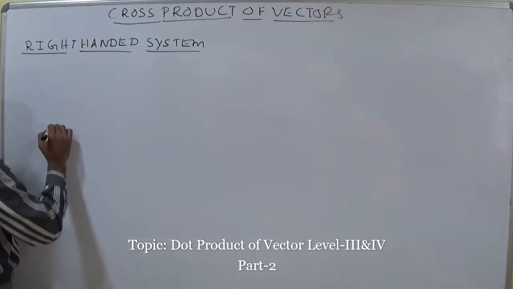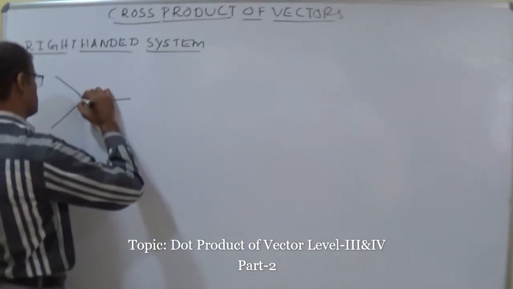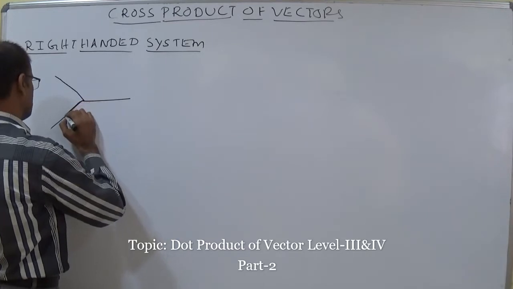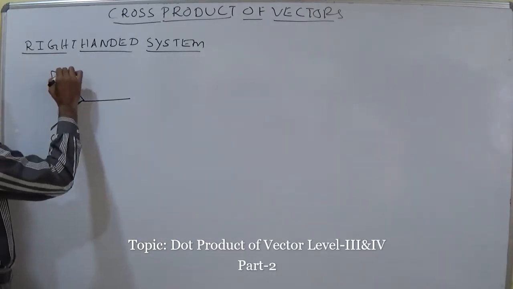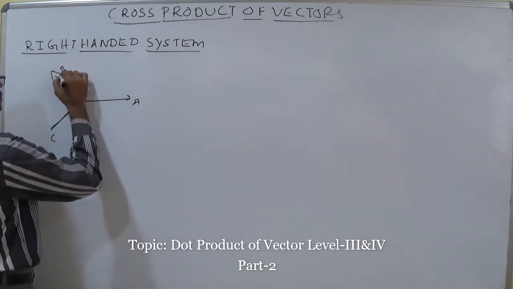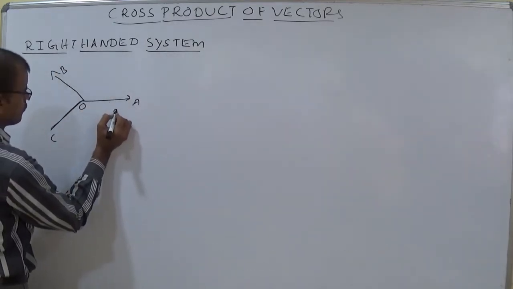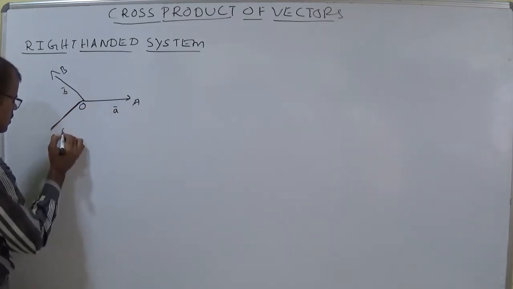Let us draw the diagram like this. Taking this as C. This is O, this is A, this is B. The position vector of OA is A bar, this is B bar, and this is C bar.